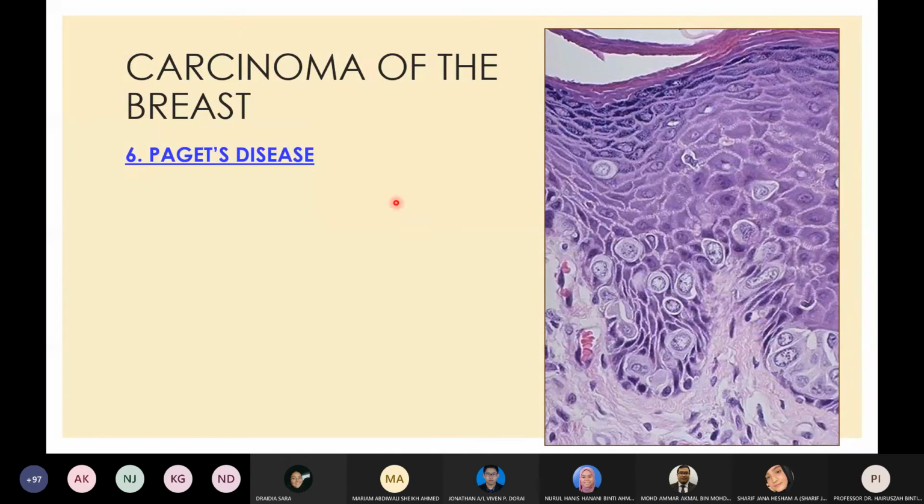Why I highlight this also as part of cancer of the breast is because this type of patient, Paget's disease of the breast, they don't usually present with a lump. They present with a skin lesion.